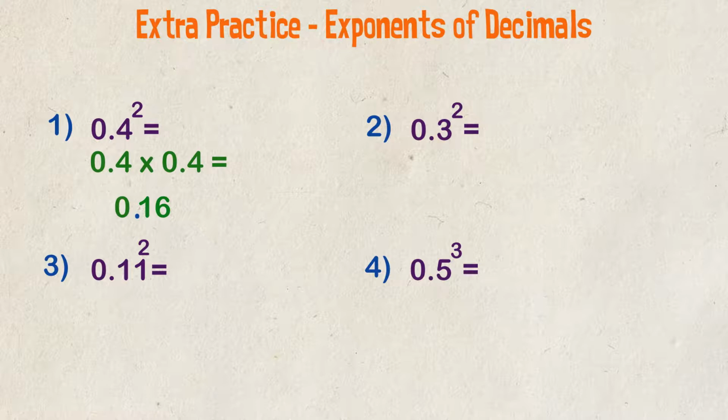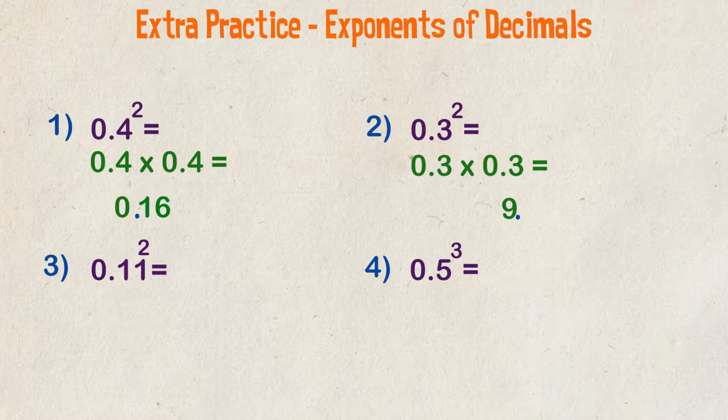Example 2. Solve 0.3 squared. Same as the last example. We write down 0.3 times 0.3. We multiply our whole numbers and we get 9. Move the decimal 2 places, that is the total number we have in the equation in expanded form, and we get 0.09.